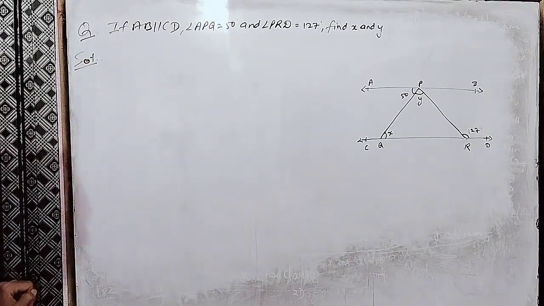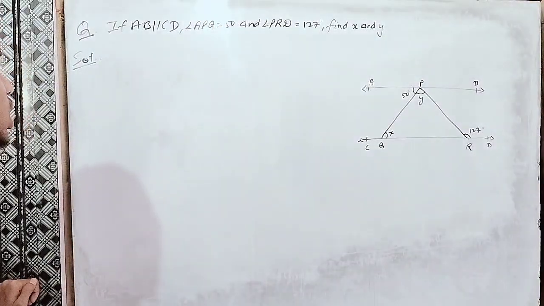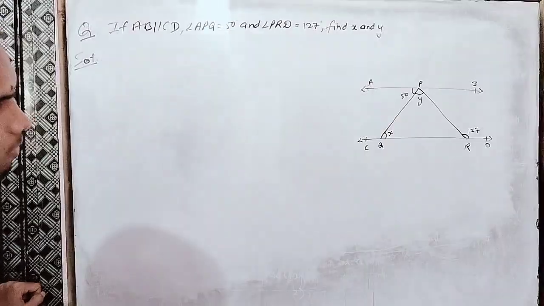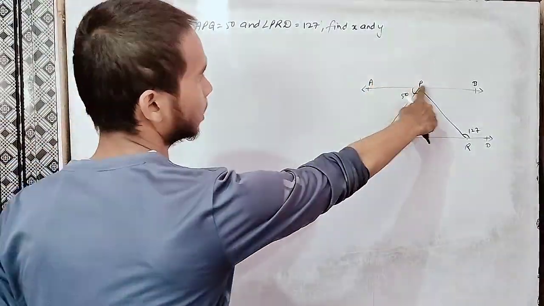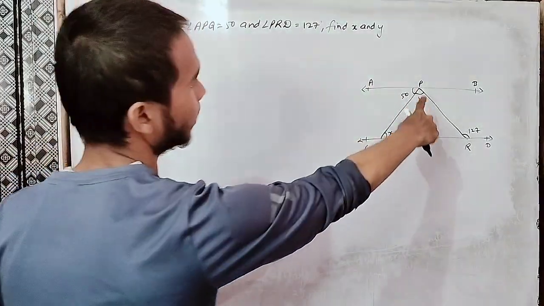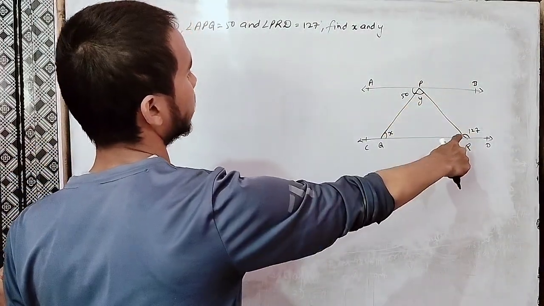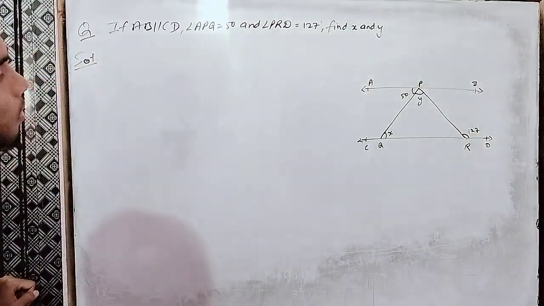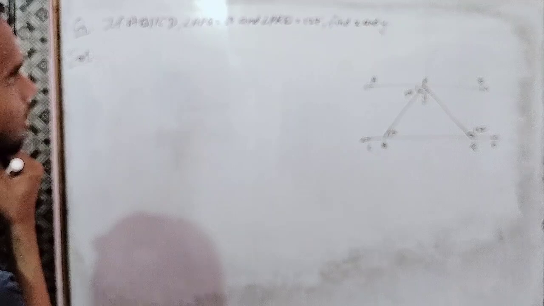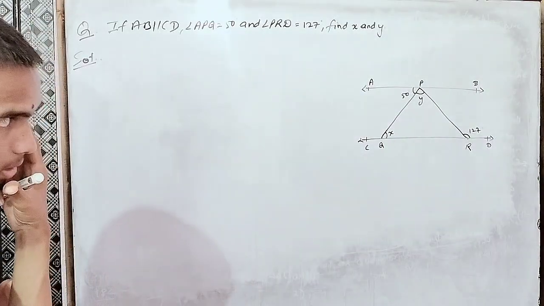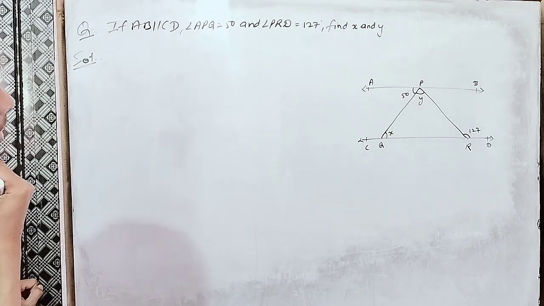Here, first of all, we will read what the question is saying. The question is saying AB is parallel to CD, and angle APQ is 50 degrees, and angle PRD is 127. Find x and y. The value of x and y.